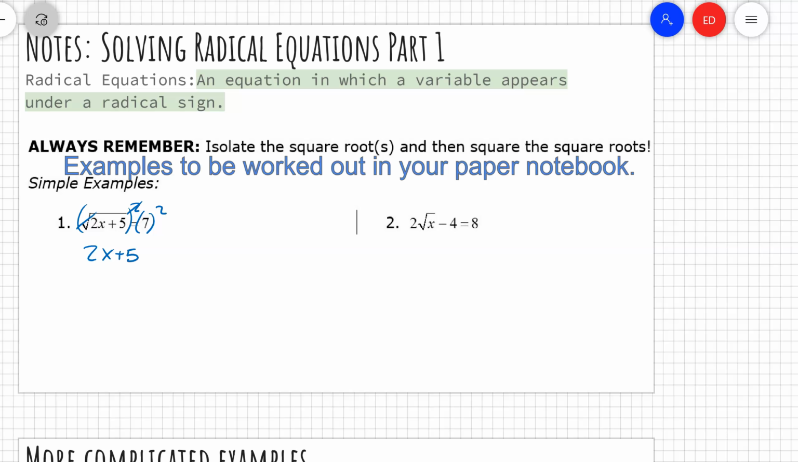And then we're left with 7 squared, which is 49. This is basic math. You know what to do from here. Subtract 5. That's going to give us 45 equals 2x, and x just equals 22.5. Now the difference with this is that we do need to double check our work. Okay, so check it.